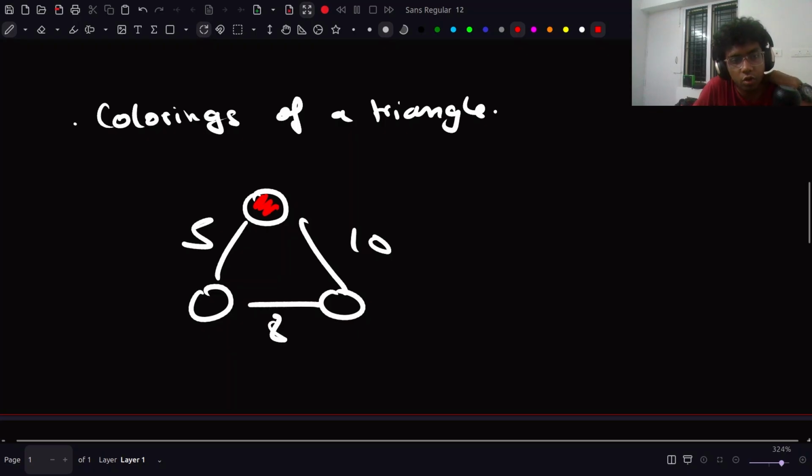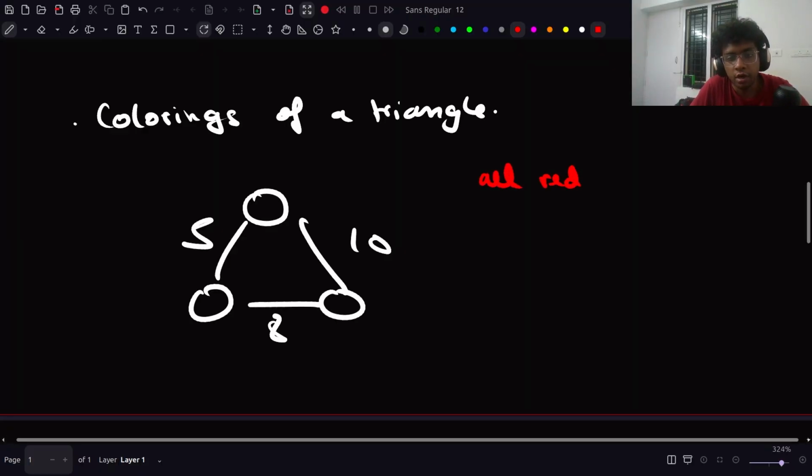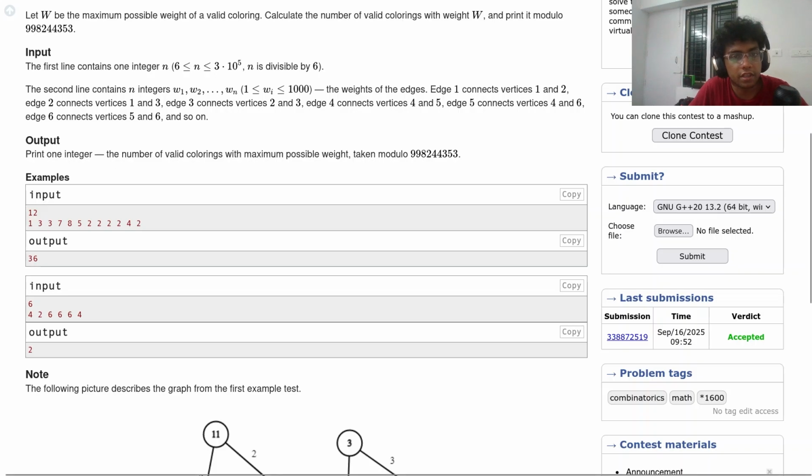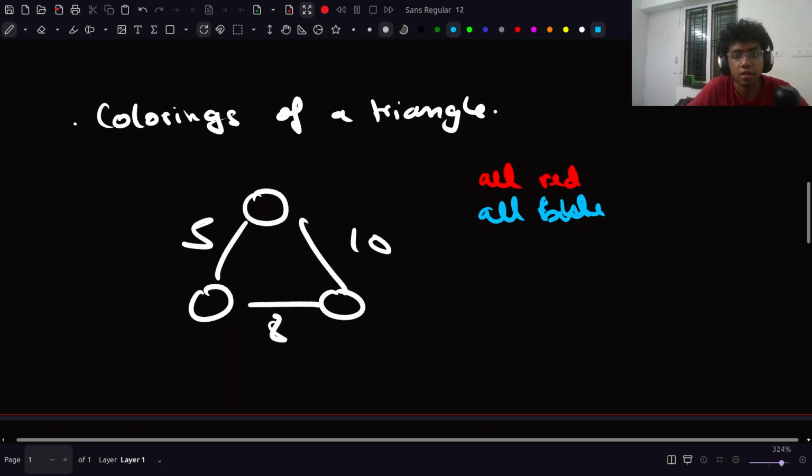Now there are two cases where all the colors are the same, so it's all red or all blue. In this case this will not add to the sum, correct? If all are red or all are blue, then this is not going to add to the sum, right? And we want to maximize the sum. If you read here, it's saying we need to find the maximum possible weight, or maximum possible sum of the edges. So that's why this is not a good idea.